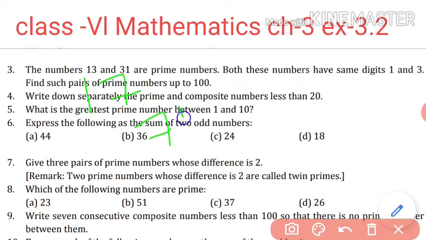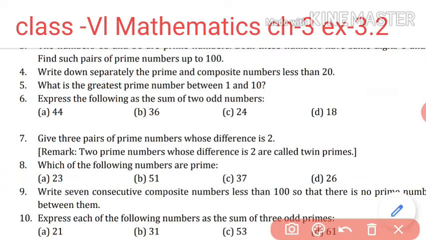Now I will write 17 and 71. Are these prime numbers? These two numbers are prime numbers, isn't it? Because 17 is a prime number and 71 is also a prime number. So this is one example up to 100. So the answer will be 17 and 71. This one you write yourself, okay? The other pair of prime numbers with the same digits will be 17 and 71.